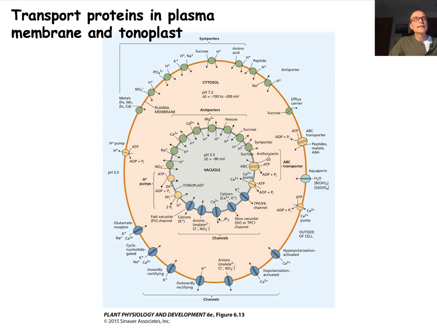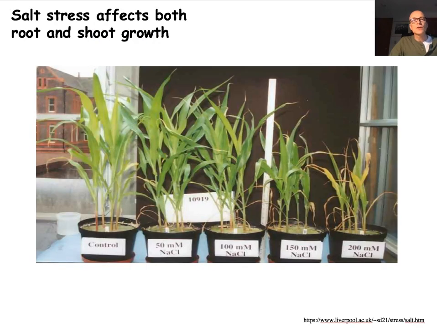All right, let's take a look at an example. Let's take a look at how plants use these membrane transporters in order to survive a particular type of stress. The stress that we will discuss is salt stress. These are corn plants, maize, as they're often referred to, both in England but also in plant biology in general. You have a control plant here. These were watered with just pure water, and then more and more salt was added to the watering solution: 50 millimolar, 100 millimolar, 150 millimolar, 200 millimolar of sodium chloride.